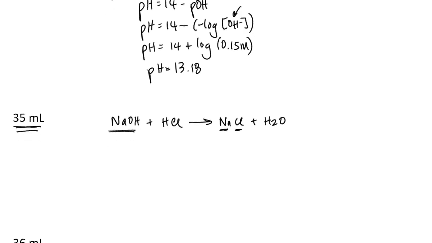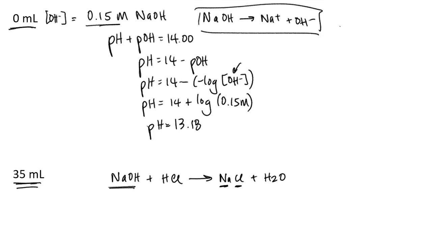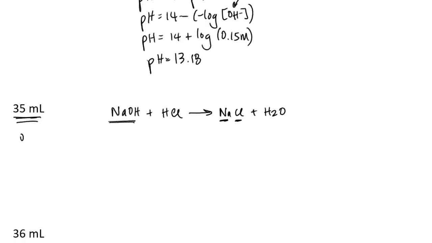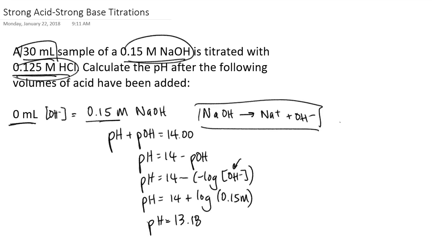And so I'm going to convert each of these concentrations to moles so that I can see which reactant is fully consumed and which reactant is in excess. And so, since I have 30 milliliters of 0.15 molar sodium hydroxide, I'm going to convert those milliliters to liters, and I'm going to convert that concentration of sodium hydroxide to moles. That works out to 4.5 times 10 to the negative third moles of the sodium hydroxide. Okay? Now, for the hydrochloric acid, at this stage of the titration, I've added 35 milliliters, but the concentration of the hydrochloric acid, if you recall, is 0.125 molar.